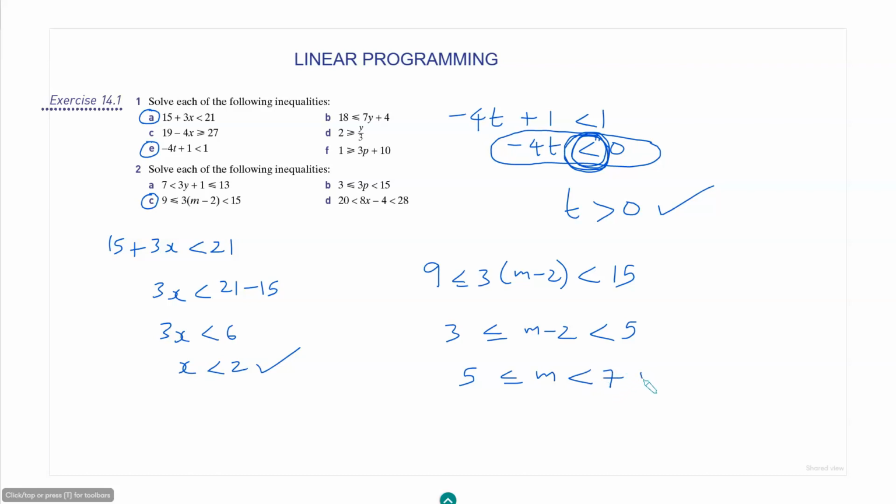So this is your inequality. This is how you solve inequalities. Now let's find out how to draw the graph of inequalities.